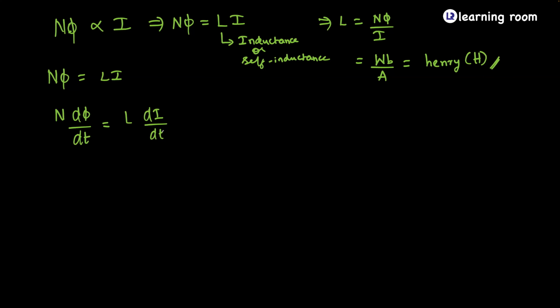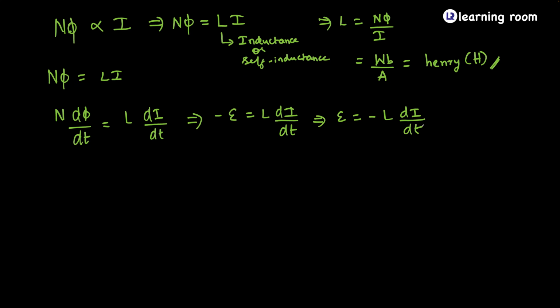The current is changing from 0 to some steady value, right? Due to the change in current only, there is an EMF induced, right? So, can I say this N into d phi by dt, according to Faraday's law of EMI, is going to be negative of E? So, can I say minus E is equal to L into di by dt, or EMF is equal to minus L into di by dt? Again, here the negative sign is an indication of Lenz's law.